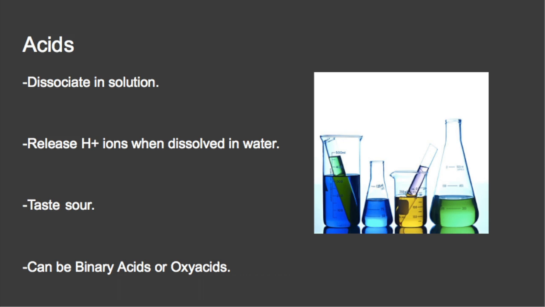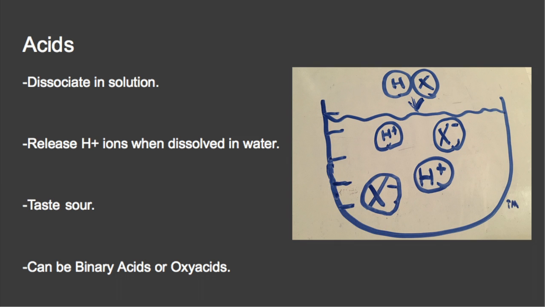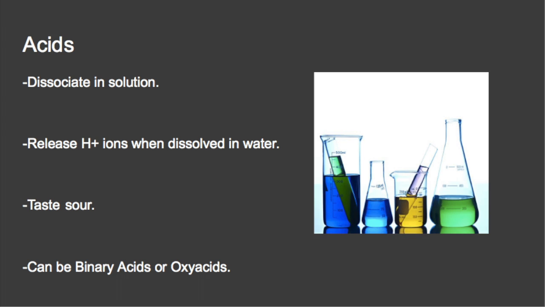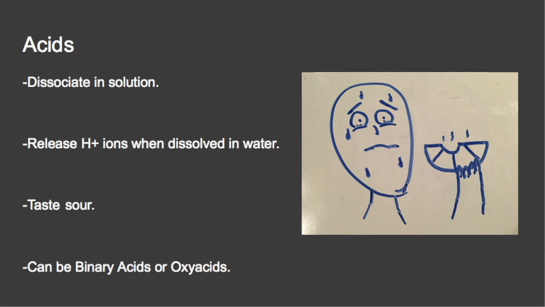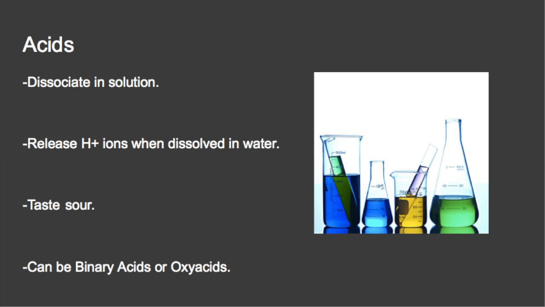But before we talk about acid nomenclature, let's review the key aspects of an acid. So a general definition of an acid is a molecular compound that dissociates in solution. It also releases H+ ions when dissolved in water. These H+ ions can be interchangeable with protons, but that doesn't really matter right now. One physical property of acids is that they taste very sour. Lastly, they can be categorized into two types of acids, binary acids or oxyacids. So without further ado, let's get into the nomenclature.